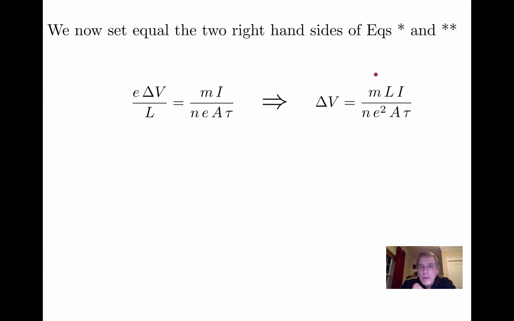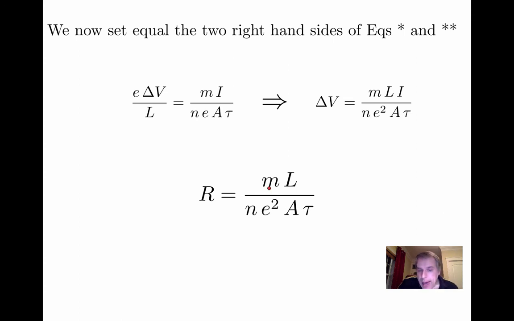Now, this is exactly what we wanted. We have an equation relating delta V and the current. Remember Ohm's law, delta V equals IR. So everything that multiplies I here is the resistance of the resistor. And that's it. That's our key equation. The resistance of a resistor is equal to m L over n e squared A tau.